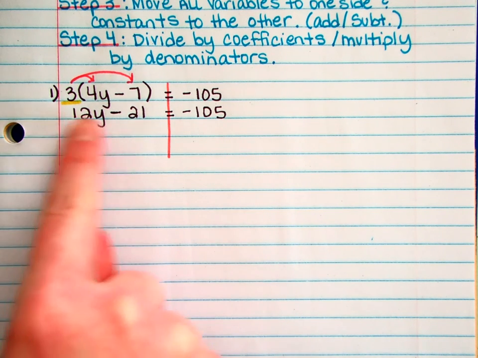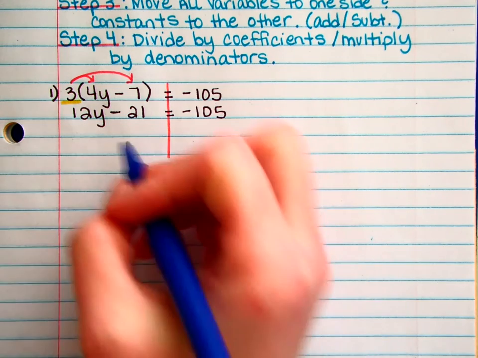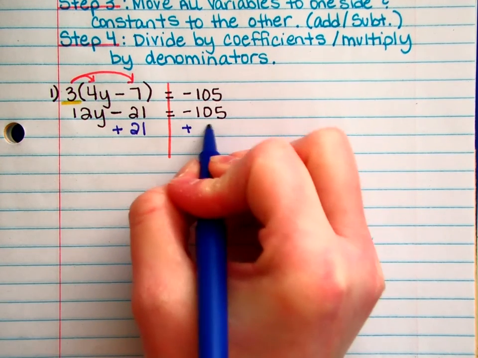So next up, we don't have any terms to combine. Step 3, we got to move variables to one side. Our 12y's are already over here, so let's keep them over here. And now we just need to move our minus 21. In order to cancel him out and move him, we will have to add him to both sides.